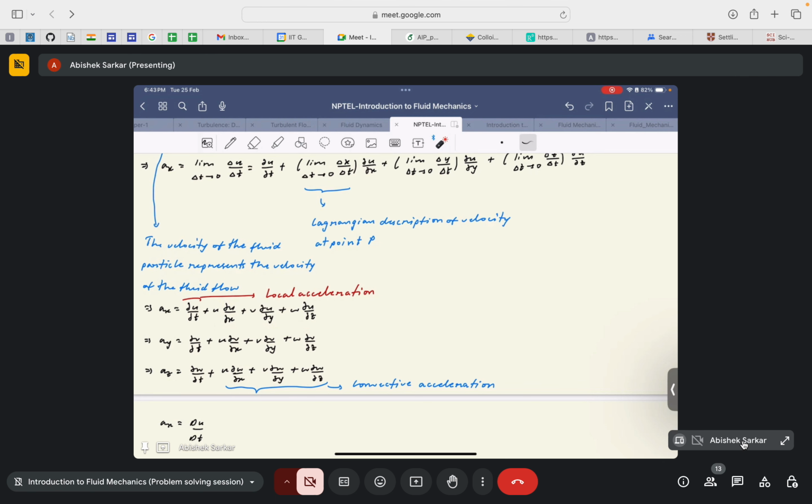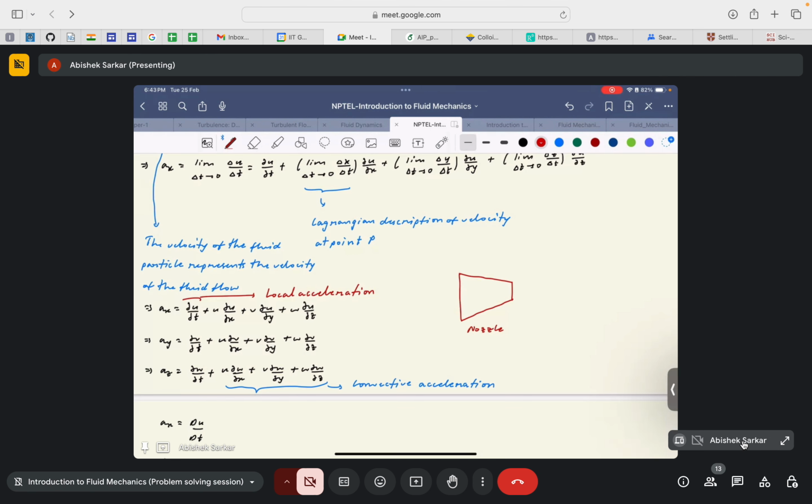Let us take an example. I will take one example, I hope it can be understood. Let us take a nozzle. Some of you, or maybe all of you, might be aware of the concept of a nozzle. It is basically used to increase the velocity of the fluid flow, considering mass conservation.